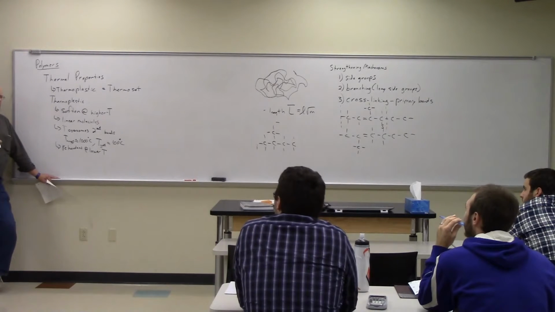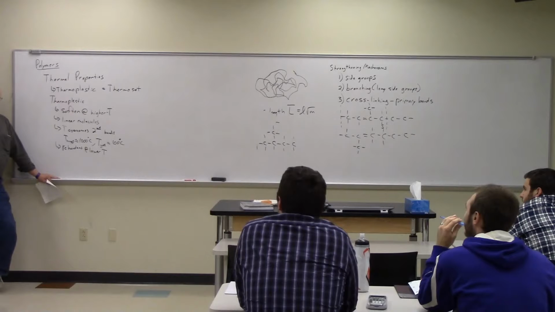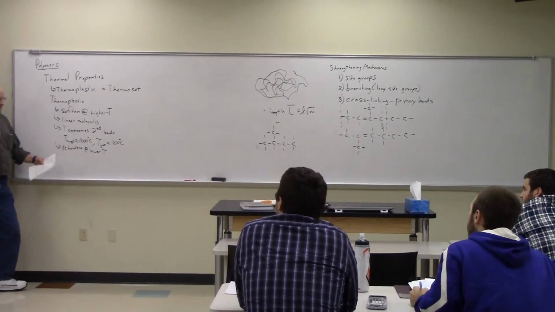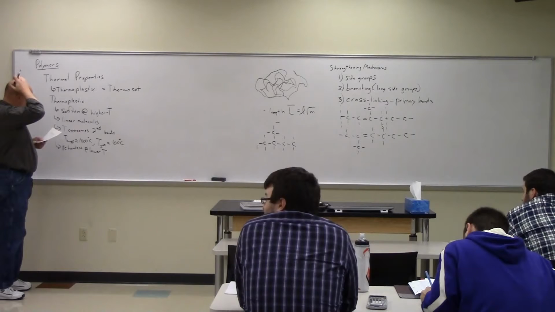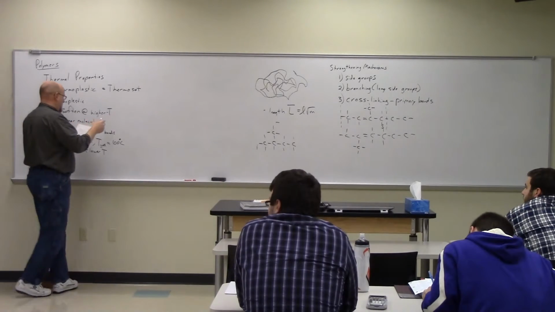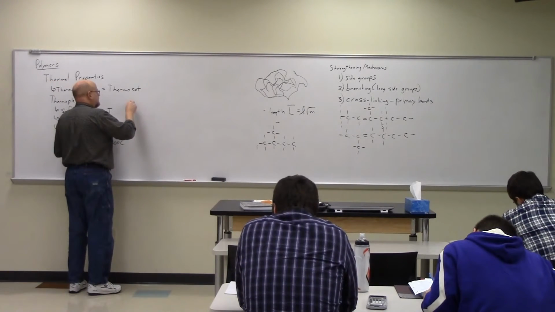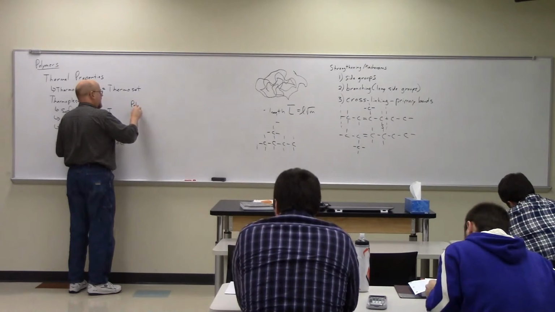Shrinky dinks. Everybody's done shrinky dinks. Heat them up, they get soft, they collapse on themselves because there's residual stress in them, and then you take them back out and they harden up again. All thermoplastic behavior. So examples of the thermoplastics: polyethylene.